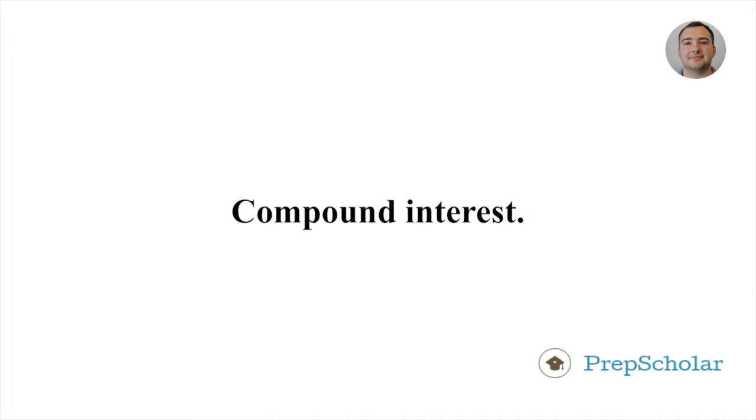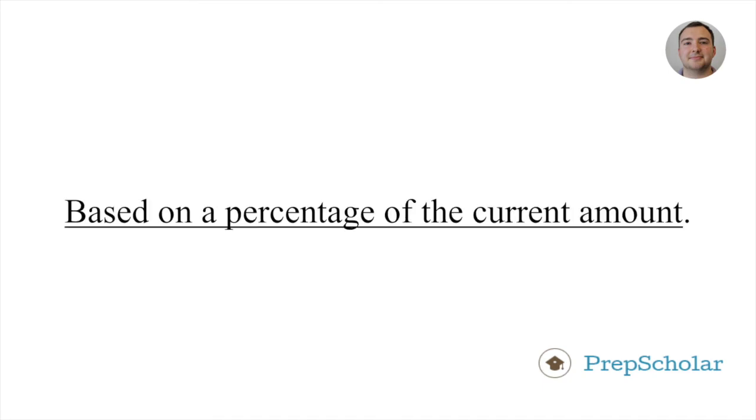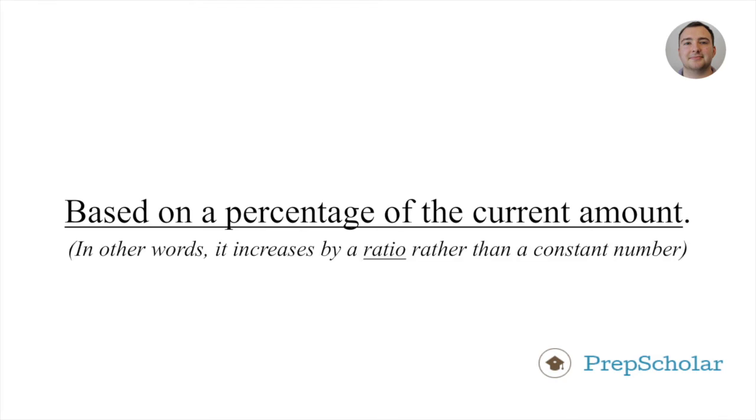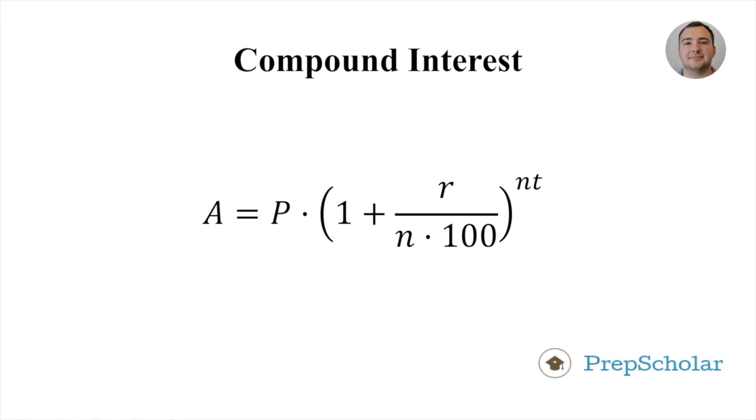Another common application of exponential functions is the concept of compound interest. Compound interest is interest that's based on a percentage of the current amount in an account or loan. In other words, it increases by a ratio rather than a constant number, which means we need to use an exponential function. To calculate compound interest, we need to use the following equation, which is a specific variation of the equation we saw earlier. A equals P times (1 plus r over n times 100) to the nt.